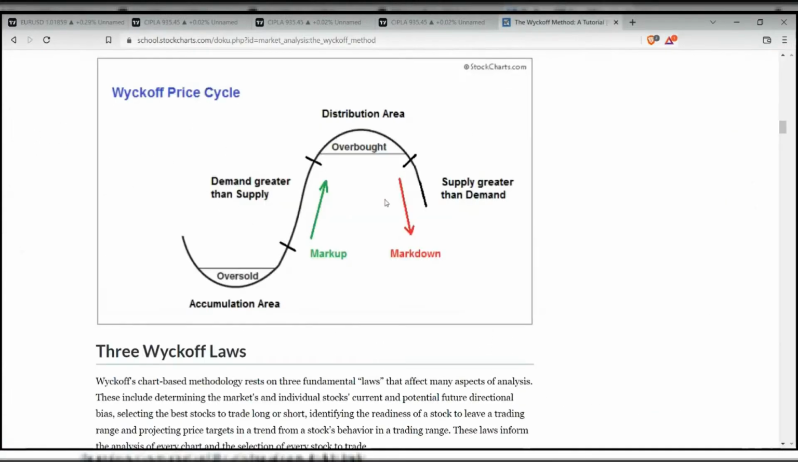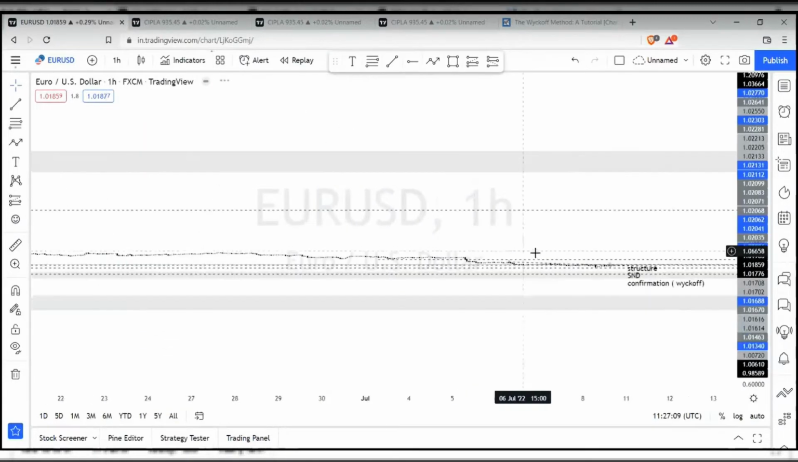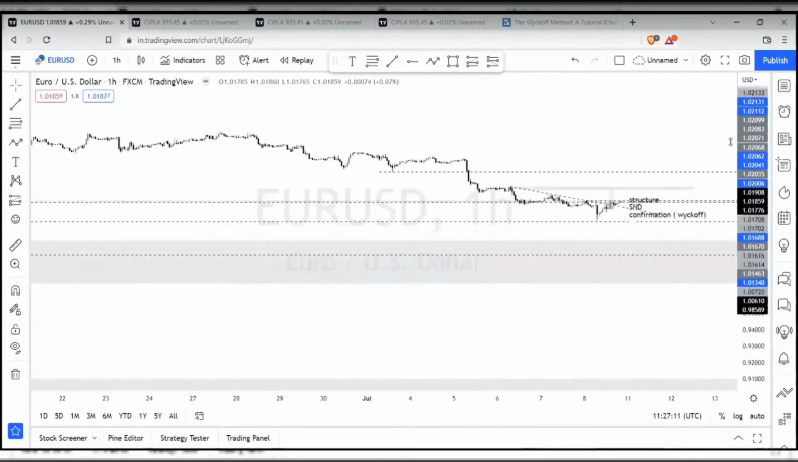So when price markup is done, when price reaches an area of overbought zone, that's where distribution happens. And that happens when supply is greater than demand. After the distribution is completed, price marks down again. So this is what happens again and again on a chart. If you check everywhere, let me go to a smaller time frame. I'll show you what happens all the time.